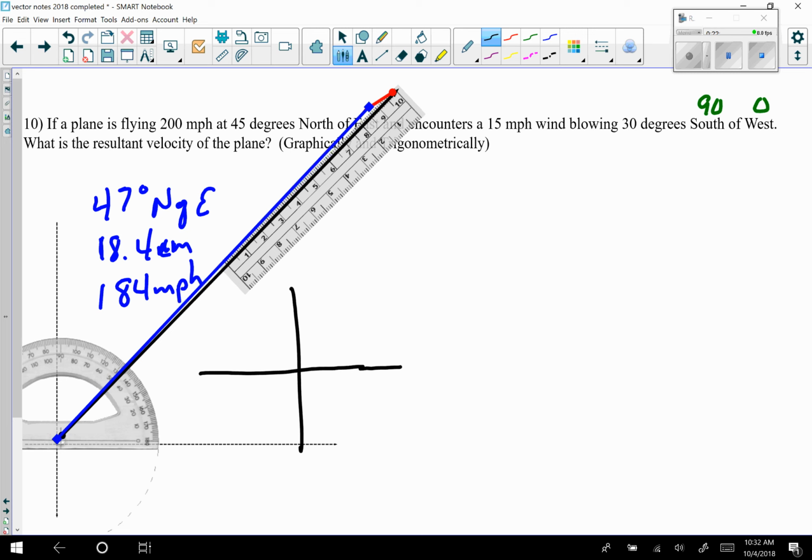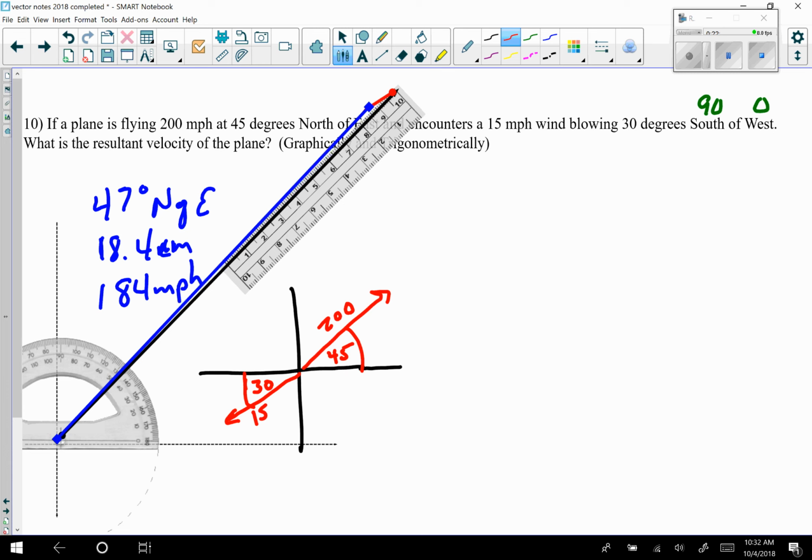And my plane's going to be in the red. And we said it was going 200 miles an hour. So I'm going to put a 200 here. And the angle was going to be 45 degrees north of east. So I'm just going to put a 45 in there. I also have a wind that's going 30 degrees south of west. So I'm just going to draw another angle down here. I'm not drawing the scale or anything. So this is south of west. And I'm going to put a 15 down here because it's going 15 miles an hour.